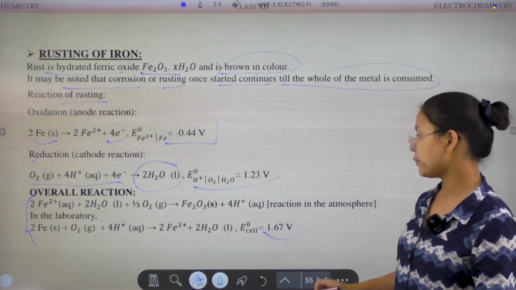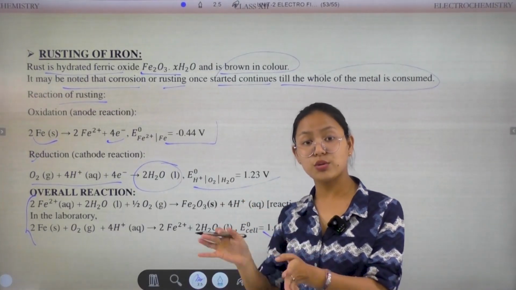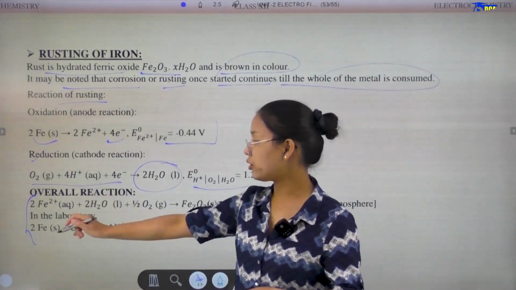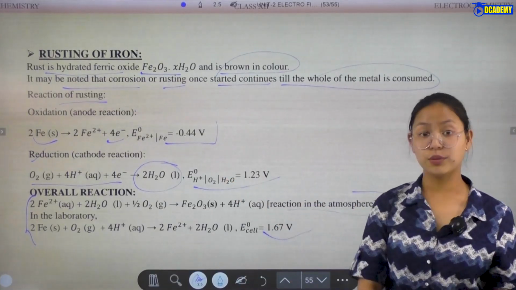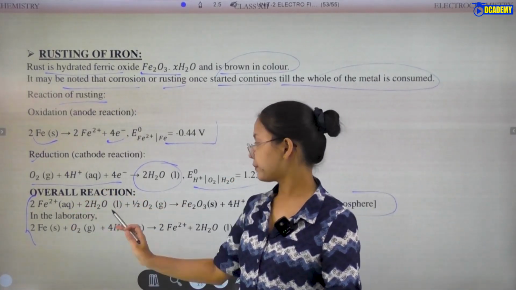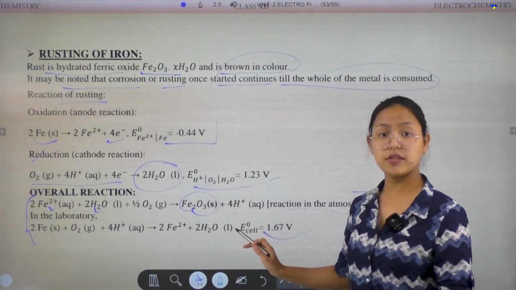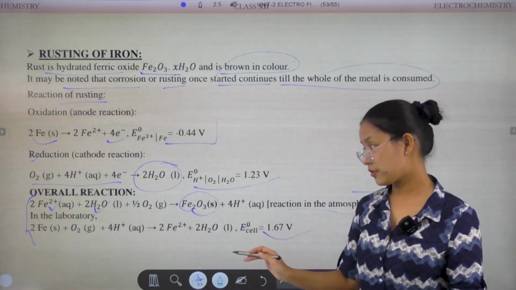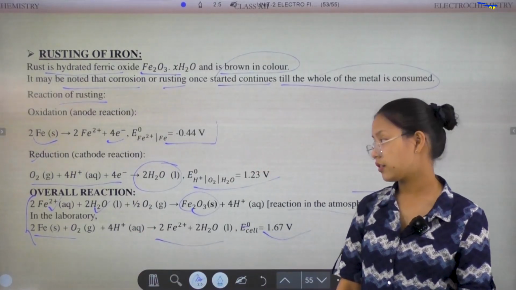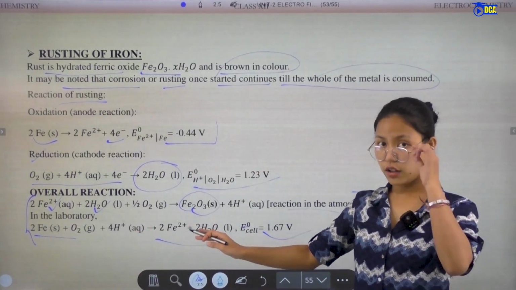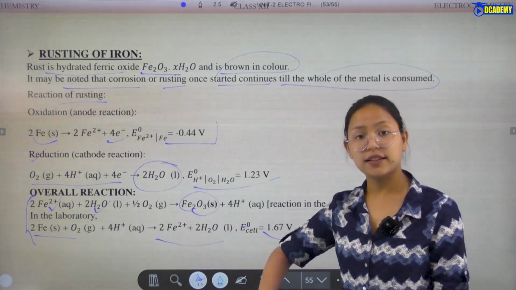In the atmosphere, iron oxide forms from iron and water, and H plus is released. Then in the laboratory, iron plus oxygen will give ferric iron plus water. It is shown that there is rusting.